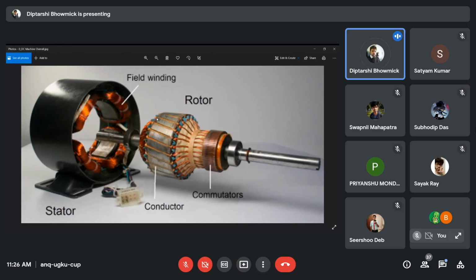Okay. Now this is the armature. You can see that in this armature you have these small brown parts. These brown parts are basically the conductors. Clear? And where these conductors are placed are known as the slots. Fine.